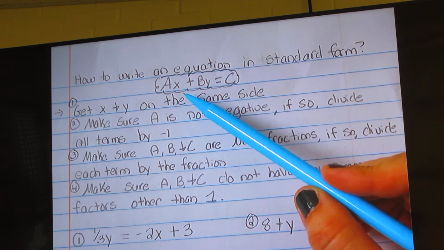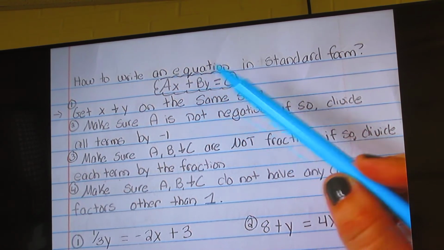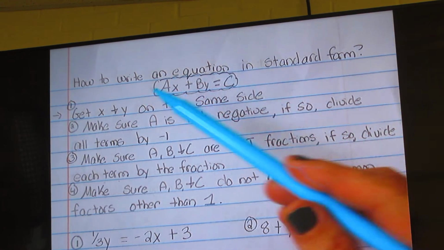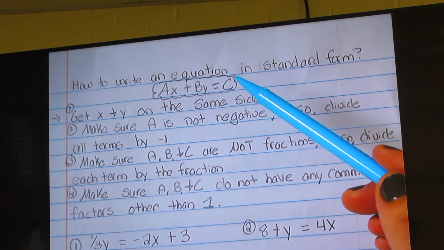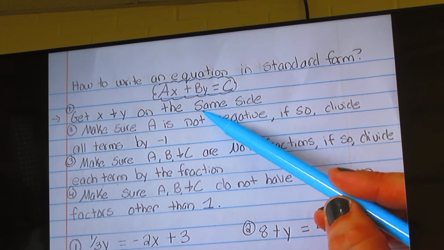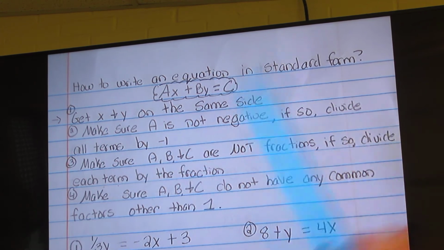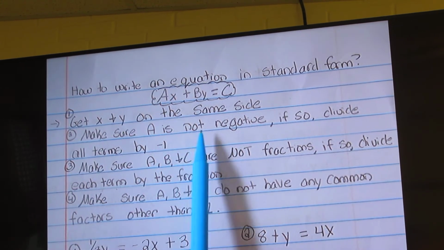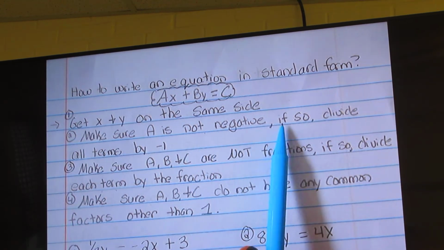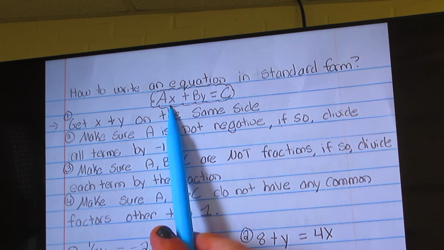Mainly, what I tell my students is that if it's in standard form, x and y are on the same side, okay? So that's your goal. If you want to write an equation in standard form, then our goal is to get x and y on the same side. Now, once you do that, there's a few things you need to look at as far as their coefficients. So, we need to make sure that a, which is the coefficient of x, is not negative. If so, you just divide each term out by that -1 to get rid of it.